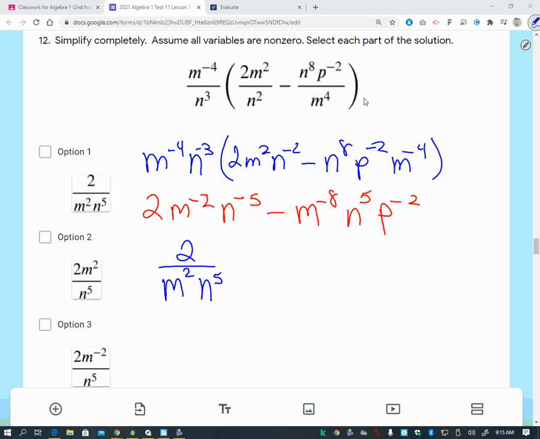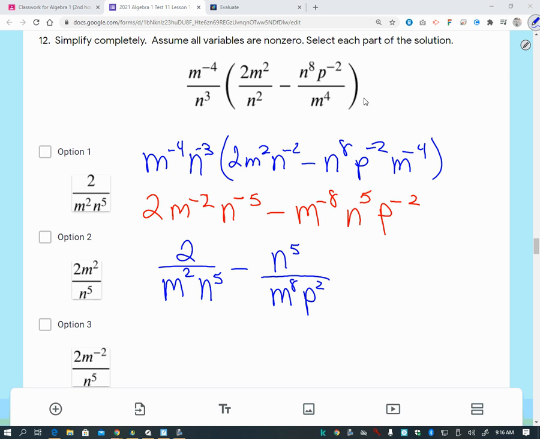Go ahead. Negative. n to the, okay, n on top. Okay, n to the fifth is what I think that you mean there, right? Okay, now what? Okay, so division bar, right? Okay, and on the bottom I have what? M to the eighth and P to the second.